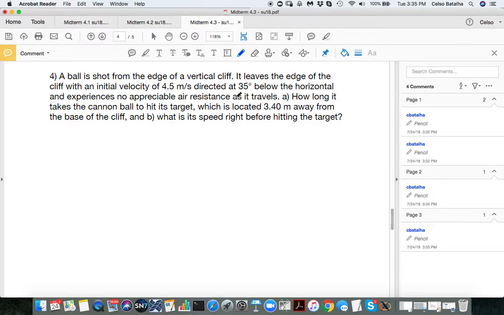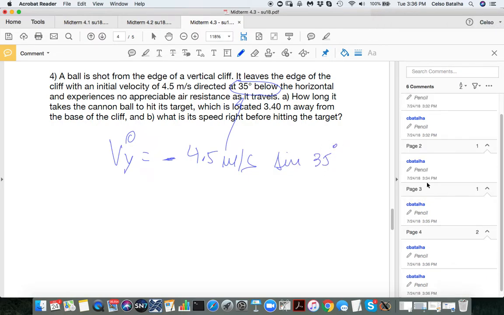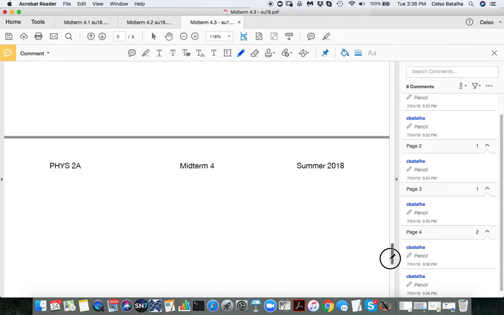Projectile motion. This is exactly the problem in the quiz, all or nothing. The only thing you have to be careful about is the angle is below the horizon. So your Vy initial is going to be negative 4.5 meters per second sine of 35. That's it. And projectile motion, I'm not going to do it.